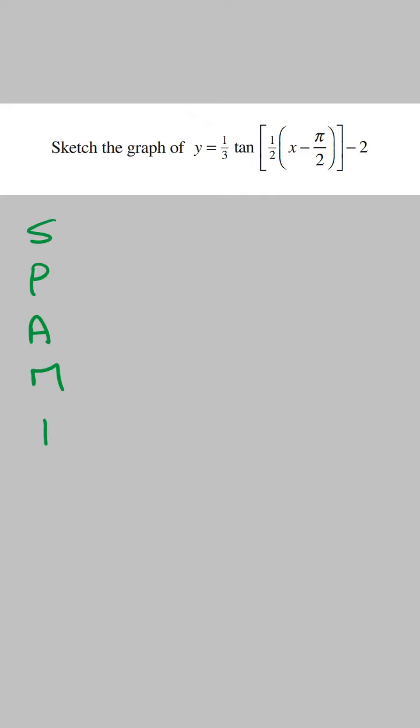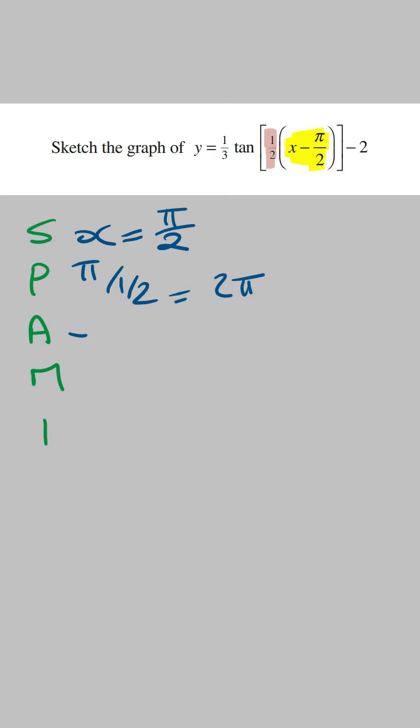S is for the starting point. To find the starting point, you let whatever's inside the brackets equal 0 and then solve for x. And so doing this, we're going to get x is equal to pi on 2. P is for period. The period of a tan function is going to equal pi over the coefficient of the x term. And so this is going to be pi over a half, which is equal to 2 pi. A is for amplitude, and for a tan function we don't have an amplitude.